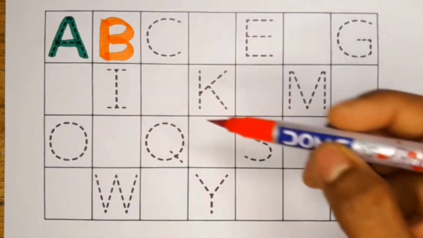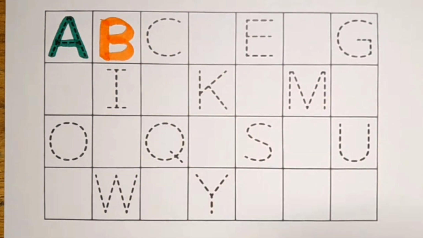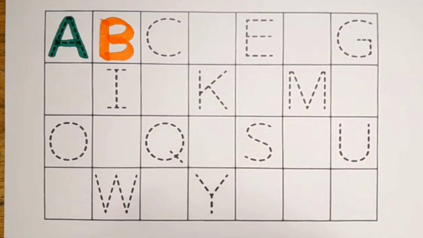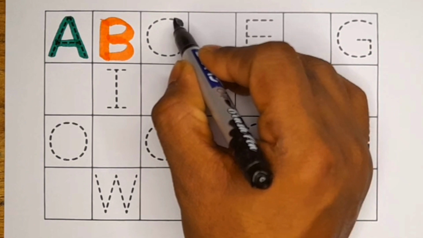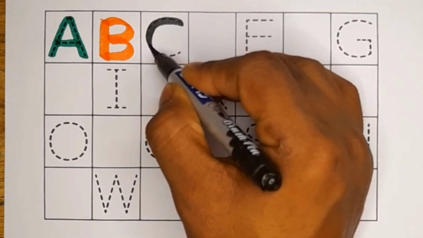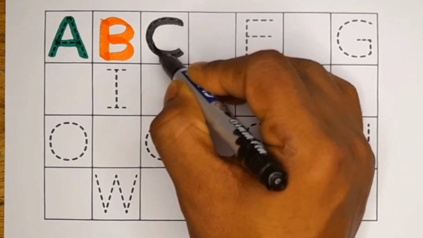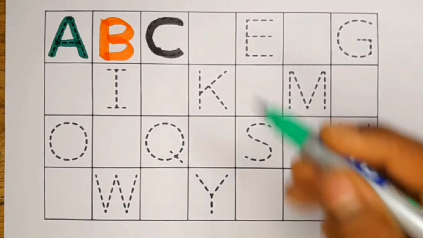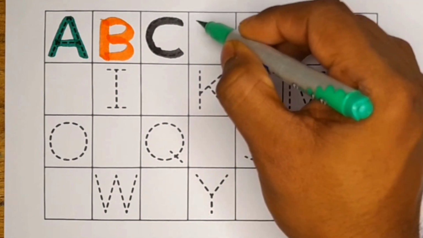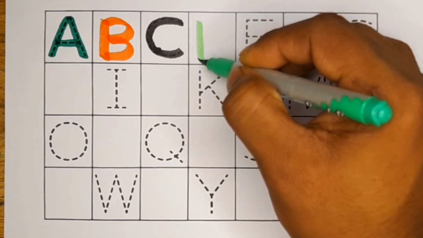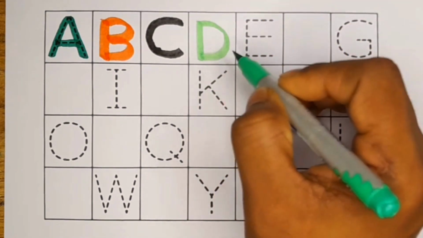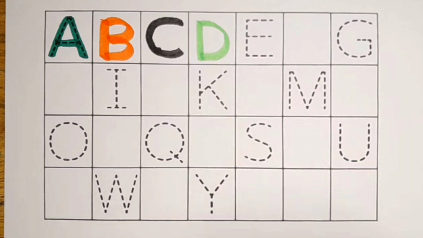B. B for ball. Black color. This is black color. C. C for cat. Green color. This is green color. And this is D. D for dog.